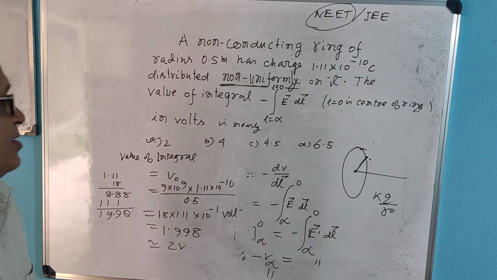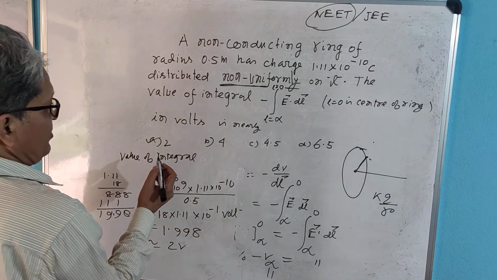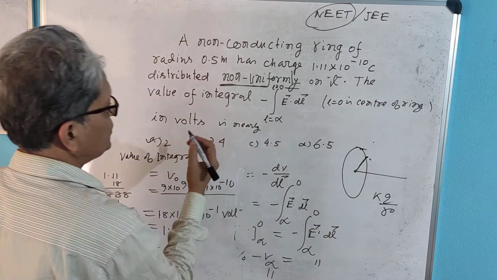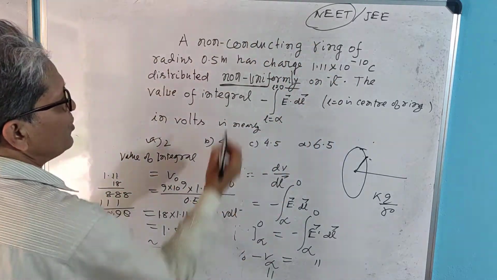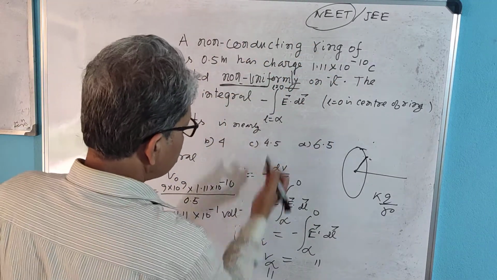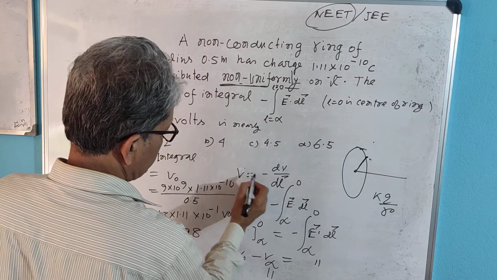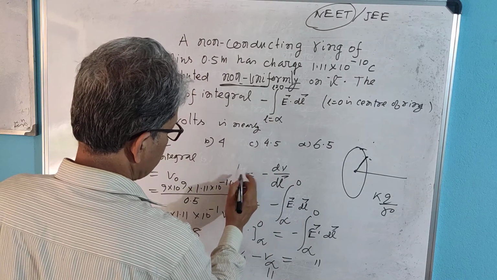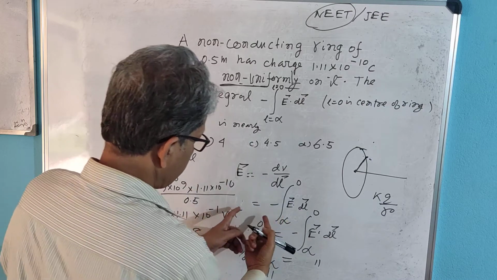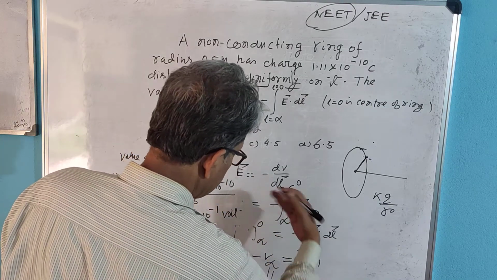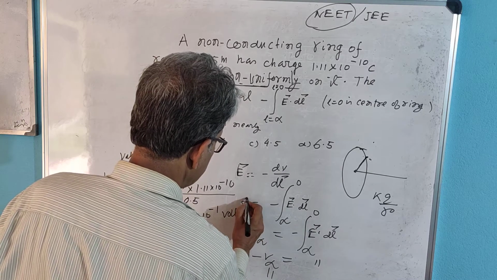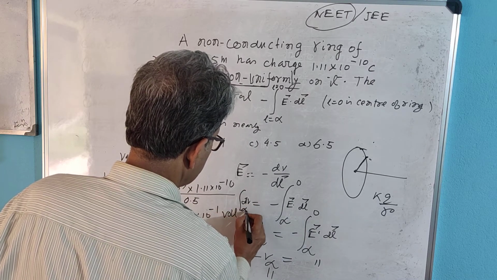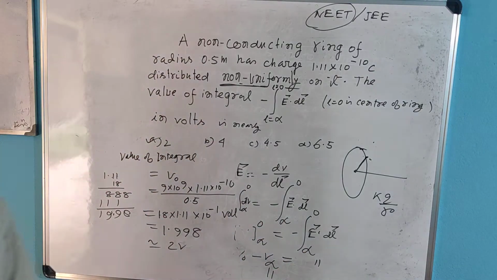So nothing is there, but some students may get confused by this presentation. Non-uniformly, minus, that is the definition: E equals minus dV. From this definition, I shall arrange it in this way: dV from infinity to 0. Okay. Go to the next problem.